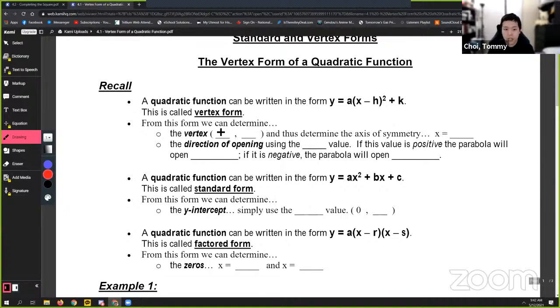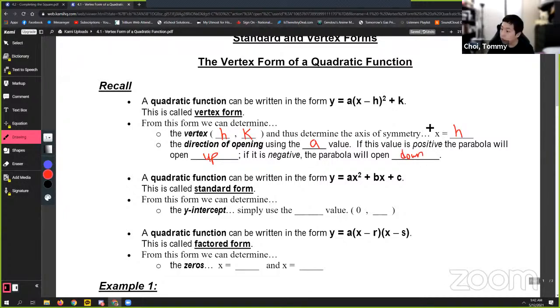And we know that the vertex is H comma K, right? This form allowed us to get the vertex right away. And the axis of symmetry is X equals H, what the x value of the vertex is. And the direction of opening, we just look at the a value. If it's positive, it opens up, and negative, it opens down.